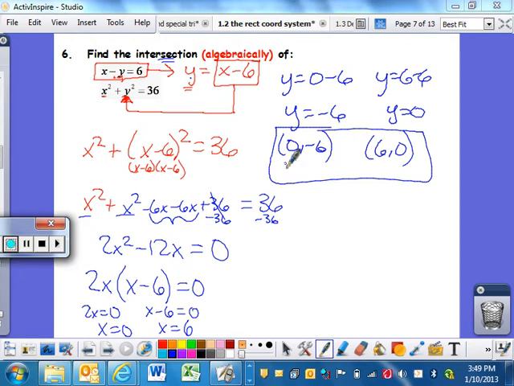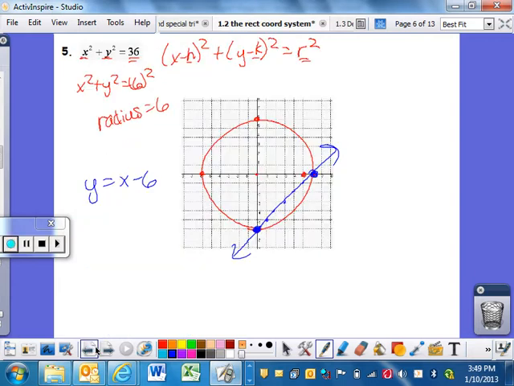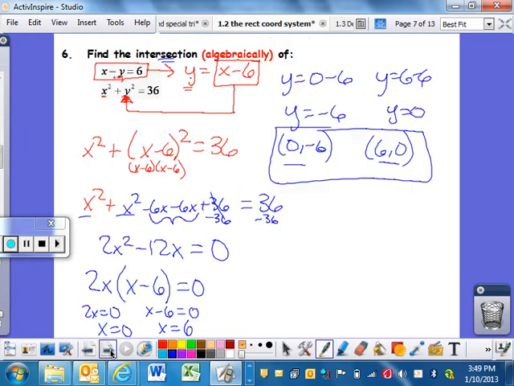These 2 would be your intersection points. So when I say find the intersection or solve the system, that's what we're looking for. So make sure you have a coordinate point for when the 2 actually intersect each other. Alright?